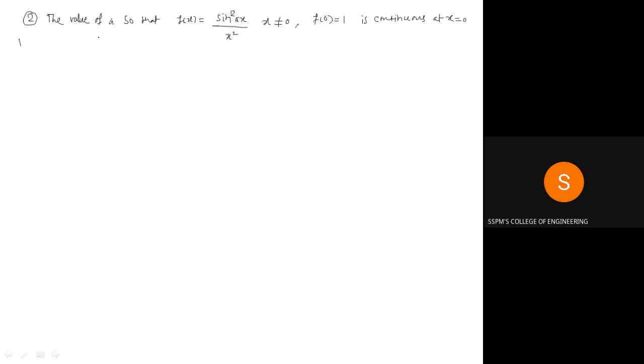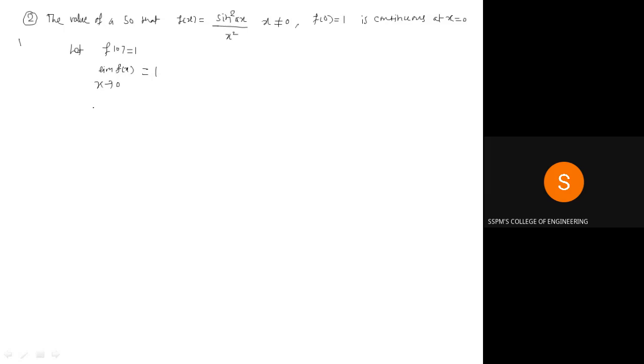So in this case, we have to find the value of the constant a, when the function of x is sin square x by x square, which exists when x is other than 0, and f of 0 is 1, is continuous at x equal to 0. So f of 0 is 1. F of 0 means the limit of the function of x as x tends to 0. So let f of 0 be 1, and f of 0 means the limit of the function of x as x tends to 0, that is equal to 1.